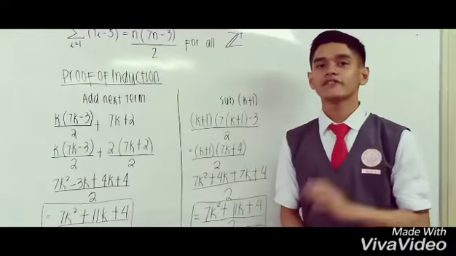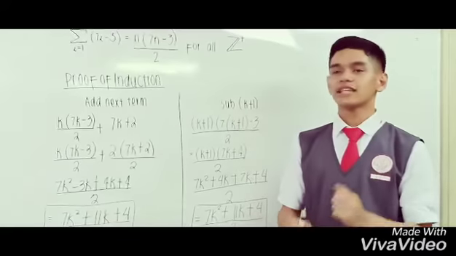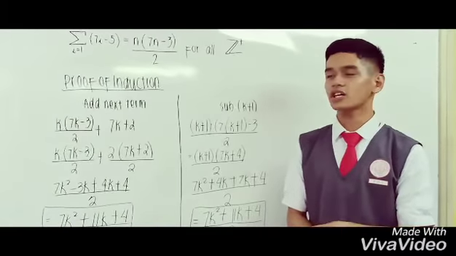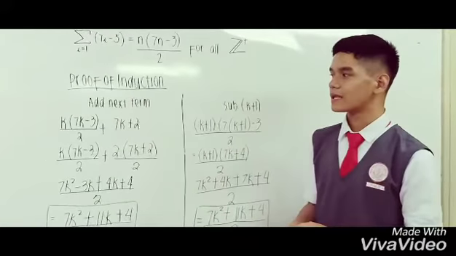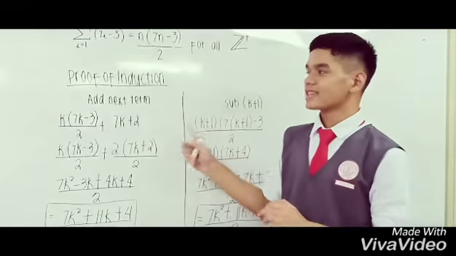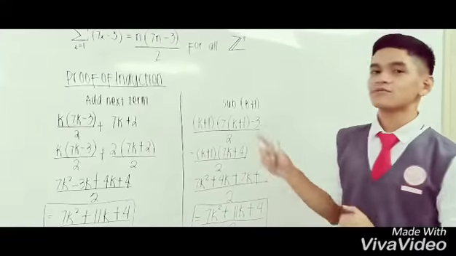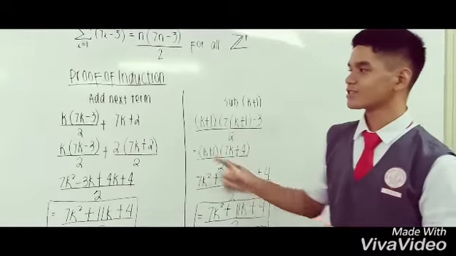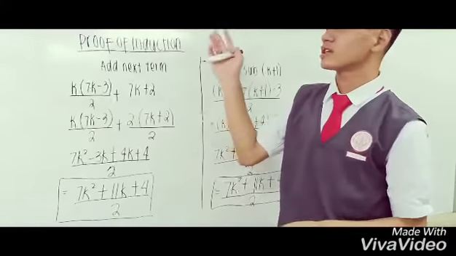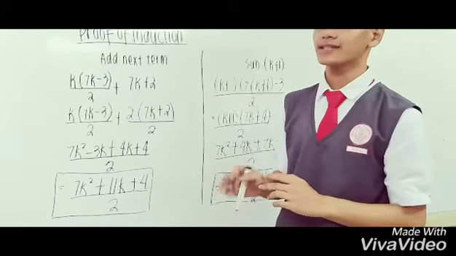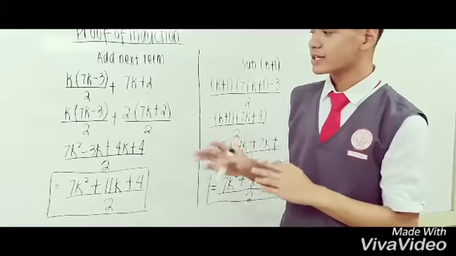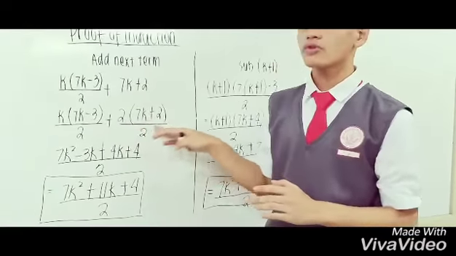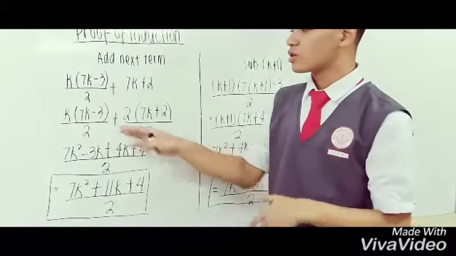So we are done now in the first and second step, which is the verification and the induction of hypothesis. So we are now moving on to the proof of induction. So in this step, we must add the next term and substitute k plus 1 in this equation. So first, we will use this equation and add the next term, which is 7k plus 2. Second, in this term, we will put 2 over 2 in this term to be equal to this.